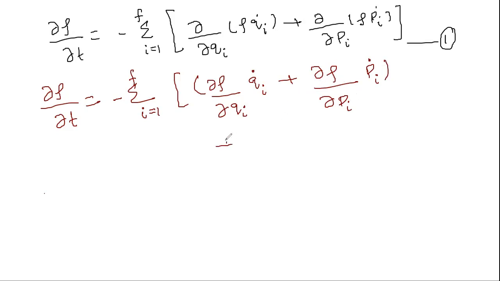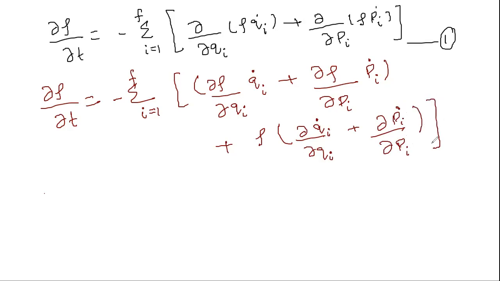plus ρ times ∂/∂qi of qi dot plus ∂/∂pi of pi dot. We have already discussed this result in the last lecture. I am just connecting it with today's lecture. What we did actually, we have used the product rule here and the product rule here, so we got overall 4 terms in our sum. We named this equation as 2.